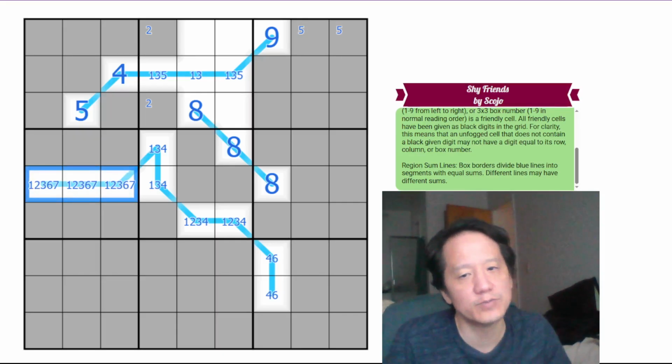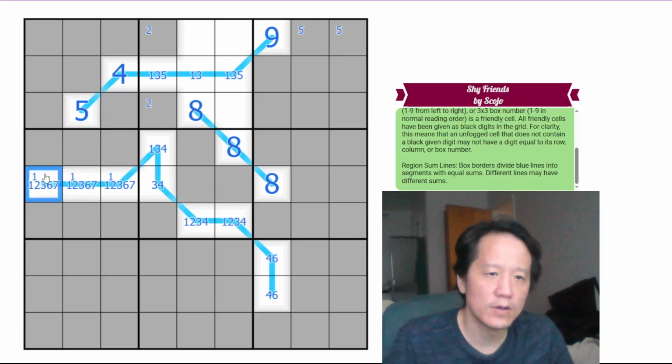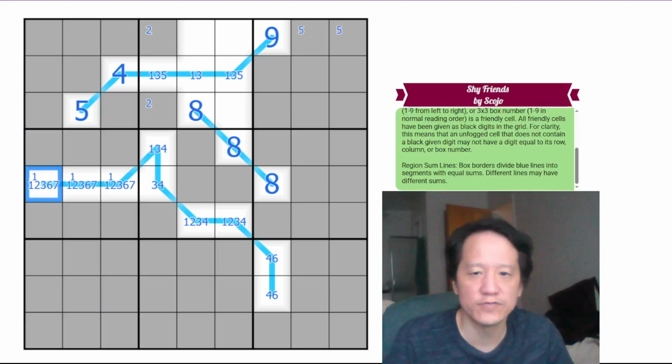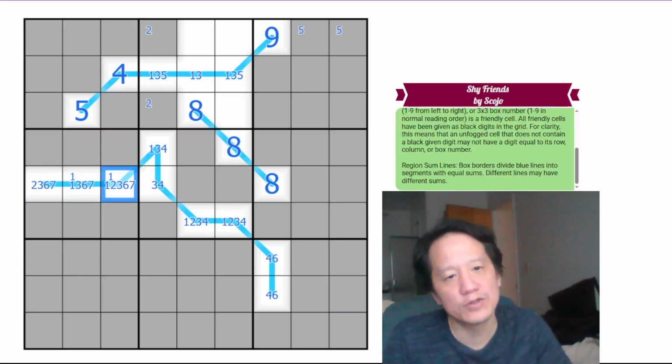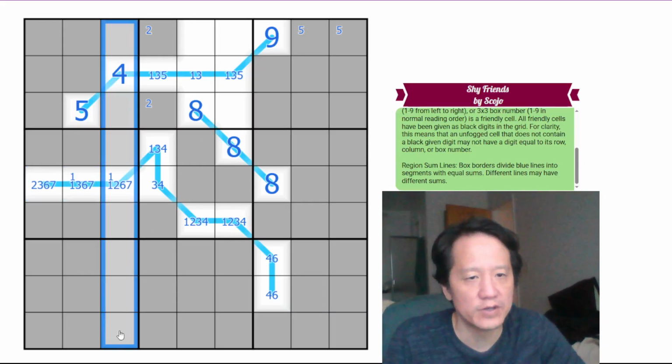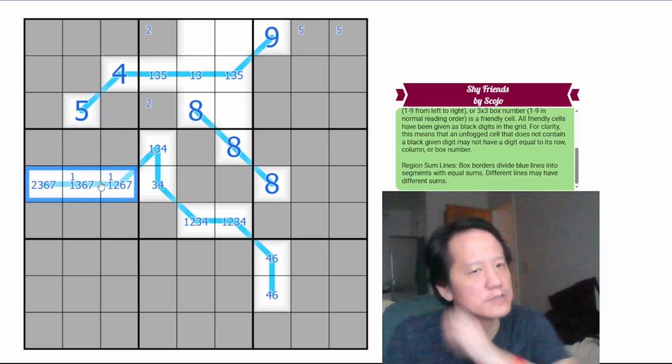So 1 has to be one of these here, which means this can't be 1 here. This cannot be 1 here specifically because that matches the column. This can't be 2 here because it matches the column. So this is row 5 and box 4. 4 and 5 cannot match any of those. This can't be 3 because that matches the column then. So it's either 127 or 136 here. We're not sure which.